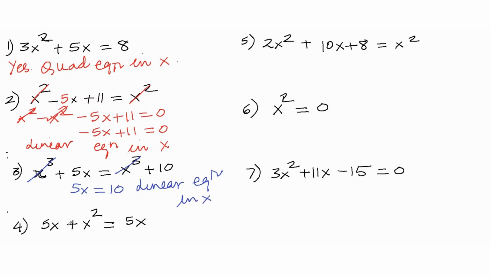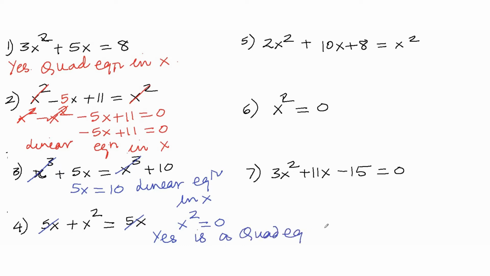Take a look at the fourth equation. You will notice that I have 5x on both sides. So that 5x can cancel and therefore I get x square equal to 0. Now x square equal to 0 is a quadratic equation because the highest power of x in this equation happens to be 2. So I would say that yes, this is a quadratic equation.